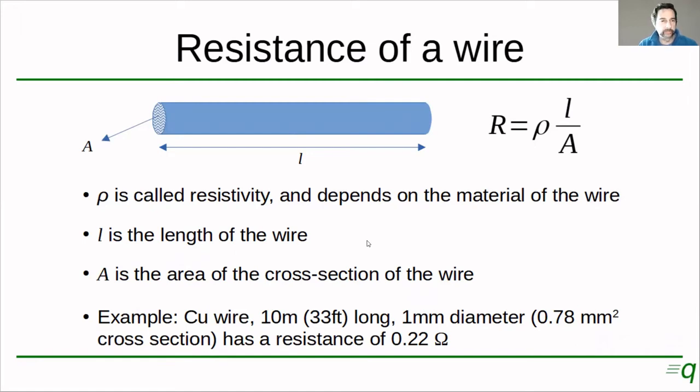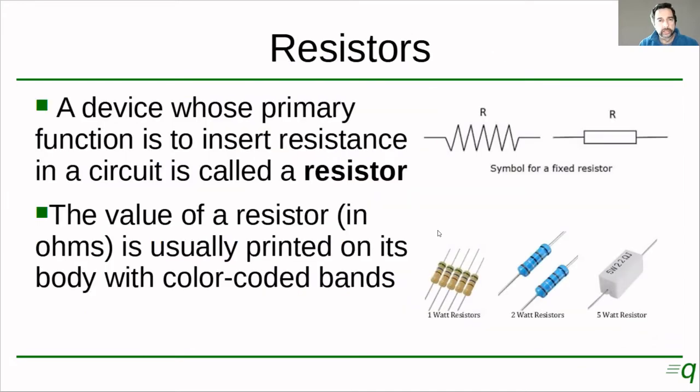So just to have an example of what these numbers look like, a copper wire, 10 meters or 33 feet long, 1 millimeter in diameter, which is equivalent to 0.78 square millimeters cross section, has a resistance of 0.22 ohms. So basically, if you are measuring the resistance of a wire, you will have numbers that are less than 1 ohm.